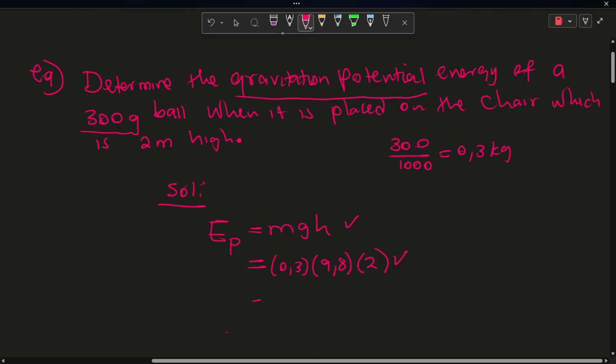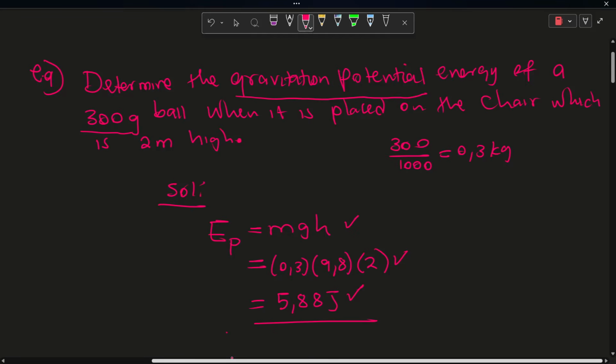What is the answer that we are getting? A beautiful 5.88 joules. That's another mark. See? That is how to calculate to determine the gravitational potential energy of the 300-gram ball. See? All right, let's continue.